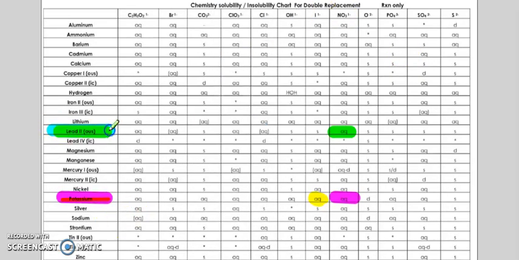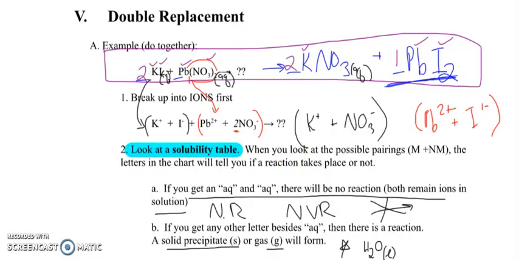So we've got lead 2 again, and we're looking for lead 2 iodide, right? Yep, lead 2 iodide. So where is that one? That one is going to be right here, and it is a solid. That means I just created a new precipitate, and so this reaction will work.